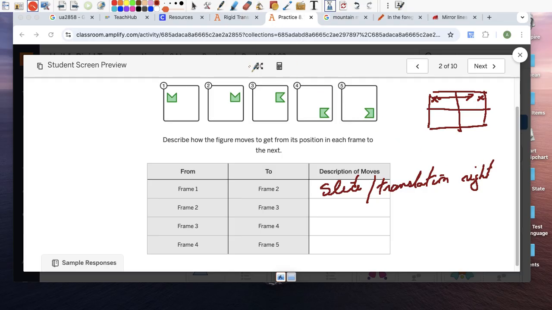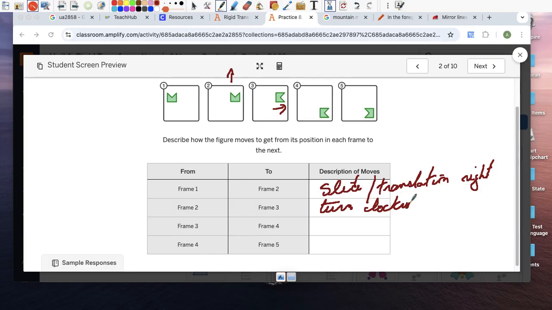Let's look at from 2 to 3. Notice that there's definitely a little rotation. If you look at Pac-Man over here, his mouth is pointing up. It is now pointing this way. So he's still in the same corner, the top right-hand corner, but his mouth is facing to the right. So definitely a little turn. So we can say turn clockwise, or better yet, rotation clockwise.